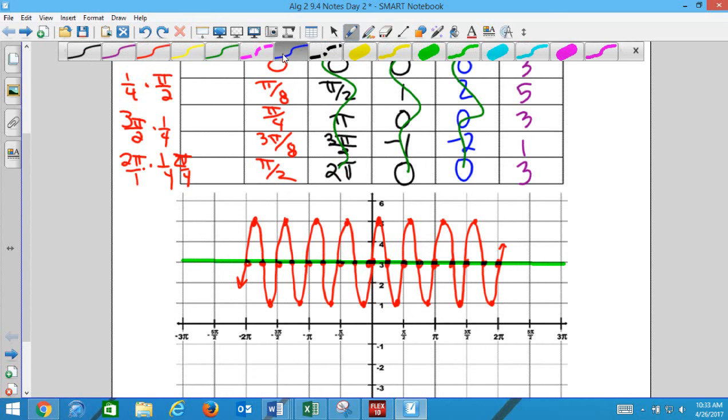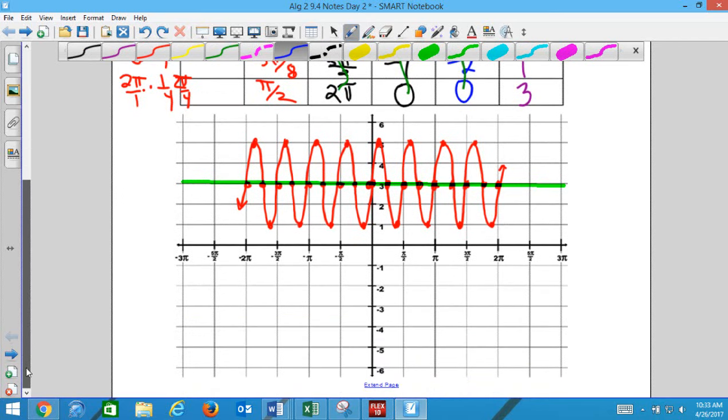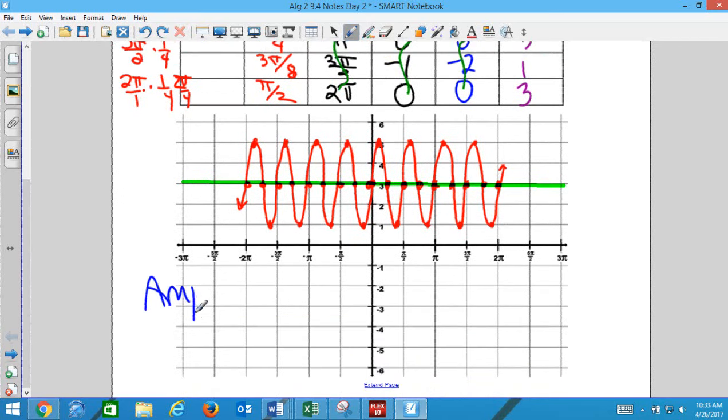So we're going to talk about the period and the amplitude. Make sure we know how to answer those questions. So the amplitude is how far above and below that middle line the graph would go. So you have to kind of see that middle line. It's not given to you. You just kind of have to figure it out. How far above and how far below does the graph go from the middle line? 2. So the amplitude is 2. It's always a positive number.